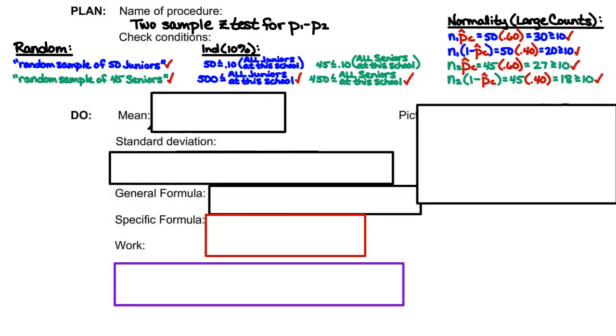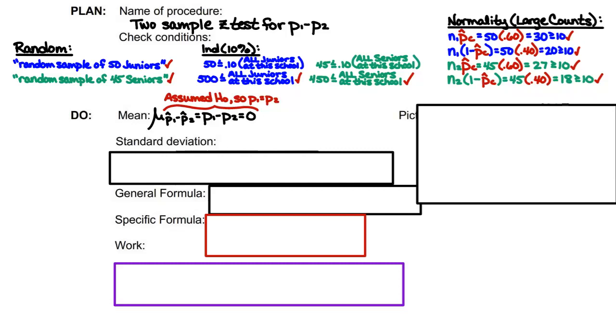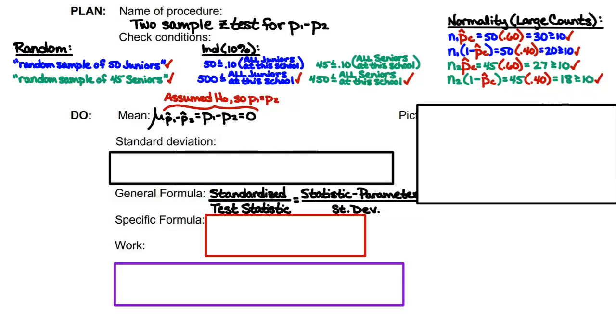That is the first question that they ask right here. We assumed the null, so p1 equals p2, so their difference is 0. And we already talked about the general formula. That's down here. Standardized test statistic equals statistic minus parameter divided by standard deviation. So we're going to have to find our standard deviation then.